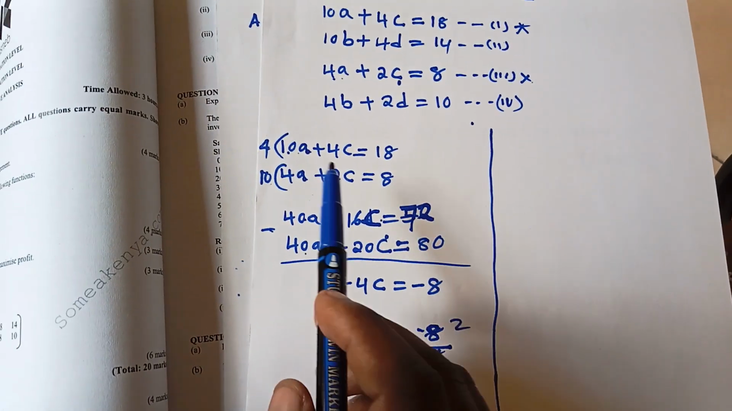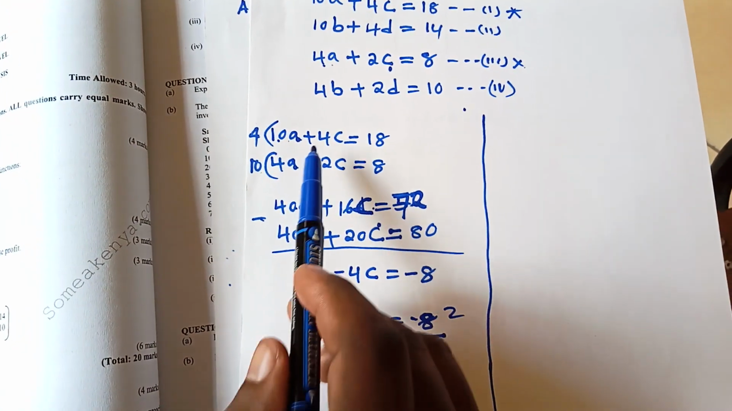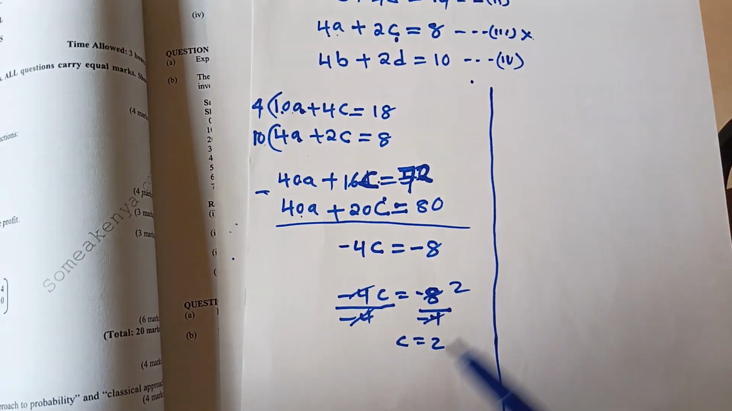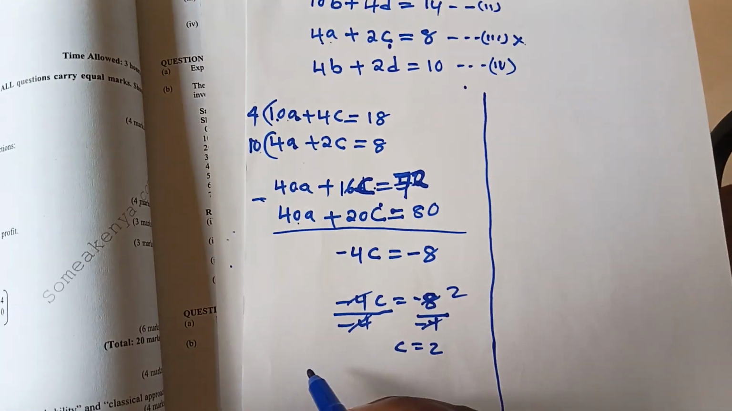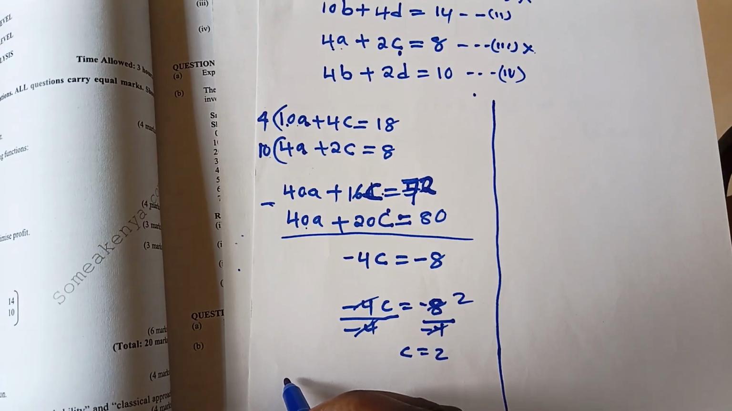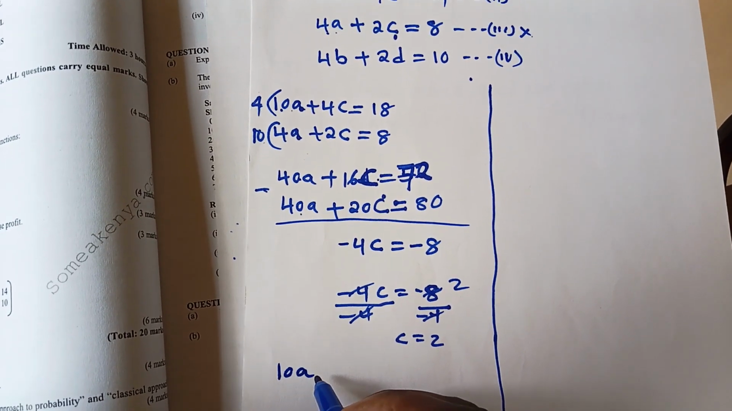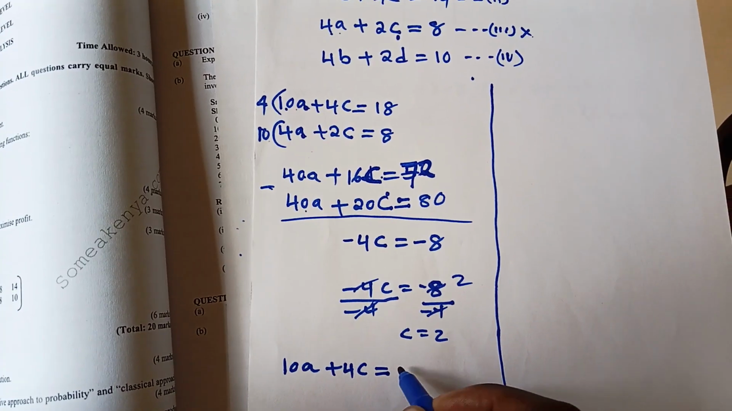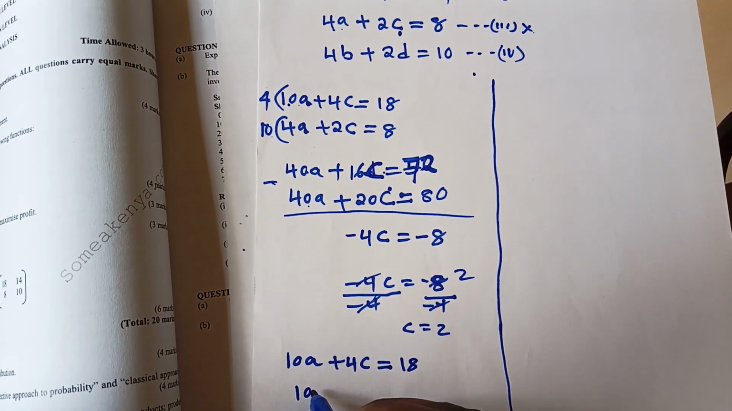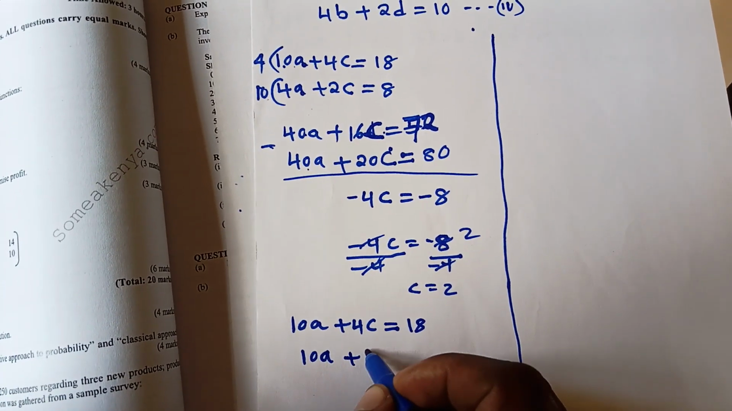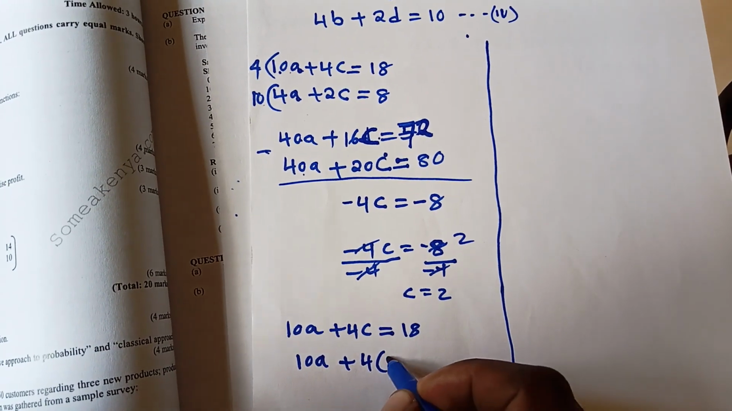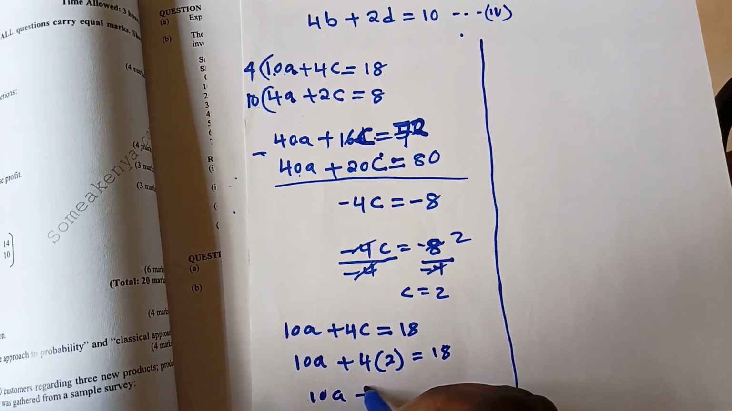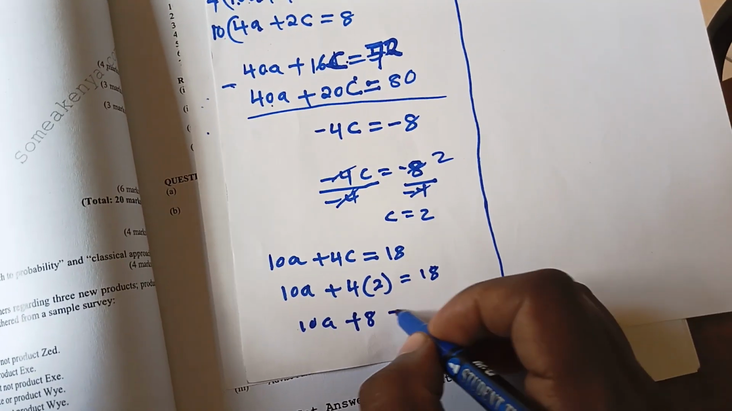So you can take either of the two original equations where there is C, and substitute 2. So let me pick the first one, which is 10A plus 4C. Then I equate it to 18. So this is 10A plus 4 in bracket C, which is 2, is equal to 18. So 10A plus 8 is equal to 18.